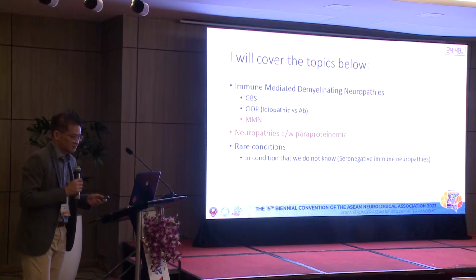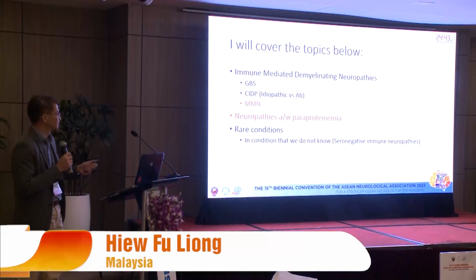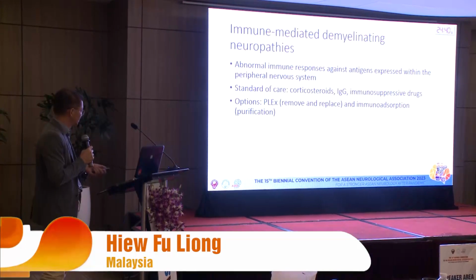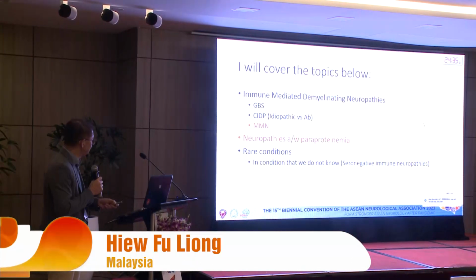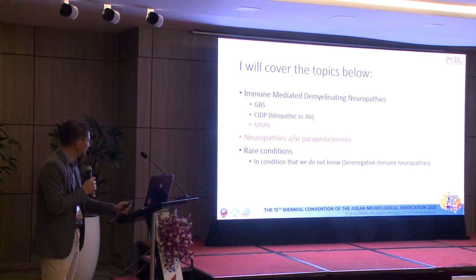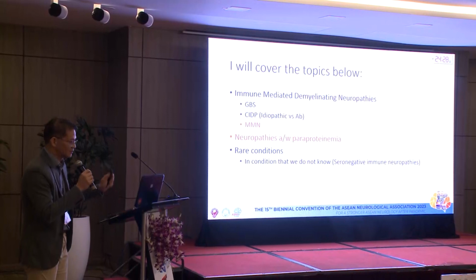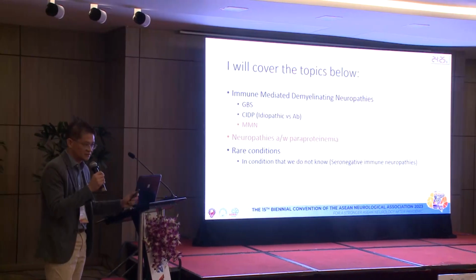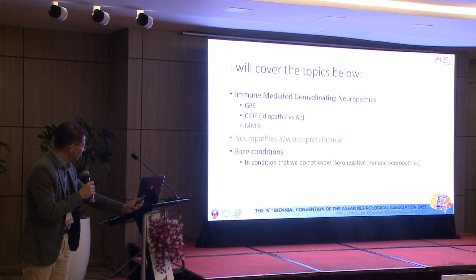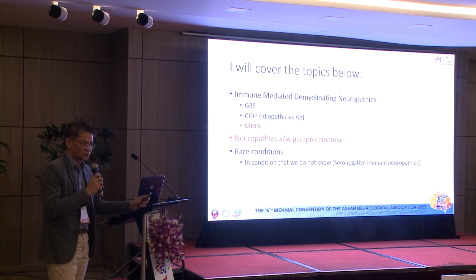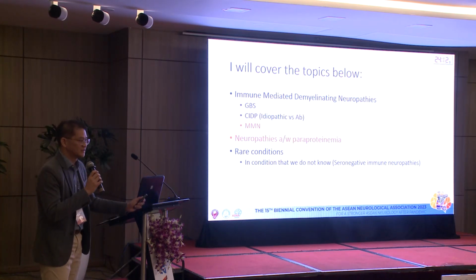And I'm going to cover the topics involving the use of TPE, therapeutic plasma exchange, in patients with Guillain-Barré syndromes and CIDP, which is chronic inflammatory demyelinating polyneuropathies. Although multifocal motor neuropathy is not technically a demyelinating neuropathy, since I'm covering immune-mediated demyelinating neuropathy, I just mention multifocal motor neuropathies. And of course, the use of TPE in paraproteinemic neuropathies, where it can cause both demyelinating and axonal forms of neuropathies as well.